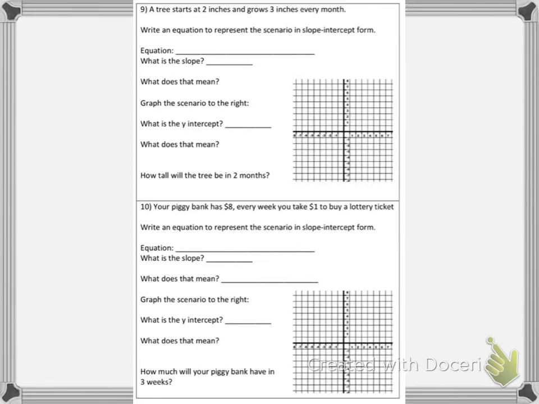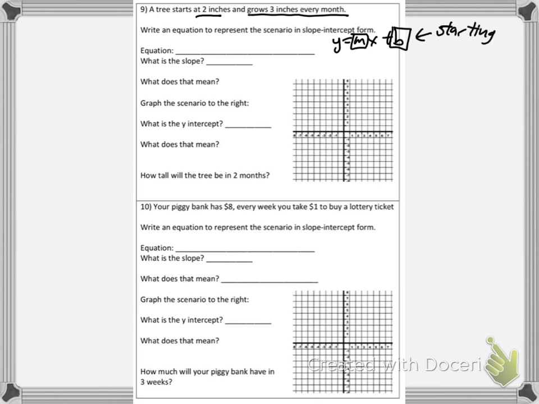All right, last part of today is we actually need to apply this to real life. So a tree starts at 2 inches and grows 3 inches every month. Write an equation to represent this scenario in slope-intercept. Slope-intercept is y equals mx plus b. What is the equation? If I'm filling out this equation, I need to fill out the m and I need to fill out the b. The b is my starting point.